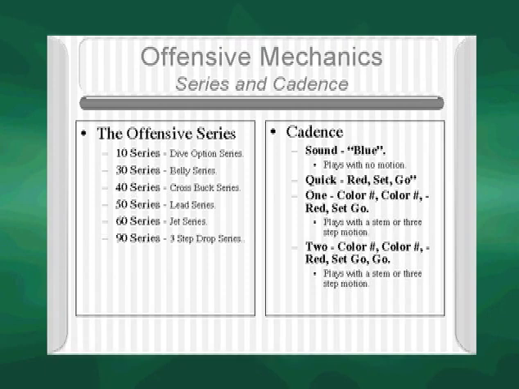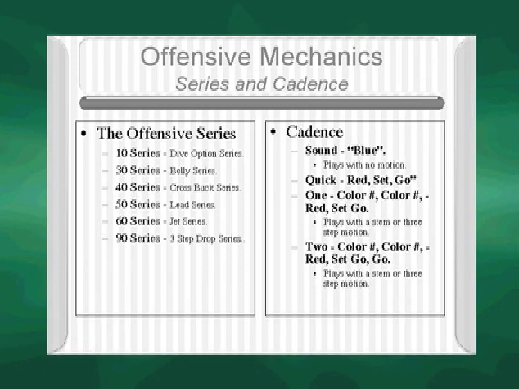When we integrate our offensive system, we like to use a multiple cadence, which allows us to keep the defense off guard. We find that when we go on sound or just use a color, blue, what happens is we utilize plays without motion. It gives us a chance to get the ball snapped quickly and change the tempo of the game.